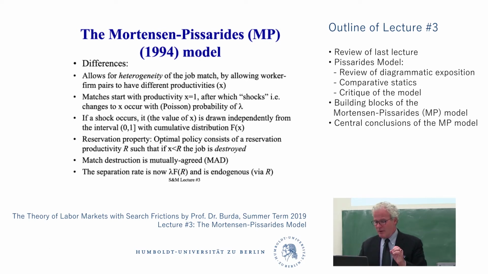Okay? So think of R as a measure of fragility of the match. The threshold value, if it's really low, if it's close to 0, that means I can do whatever I want. My job, I'm so productive, my boss loves me so much, we're not going to separate. Okay? But if R is high, if R is close to 1, that means that any incidence of a shock will probably lead to a separation.